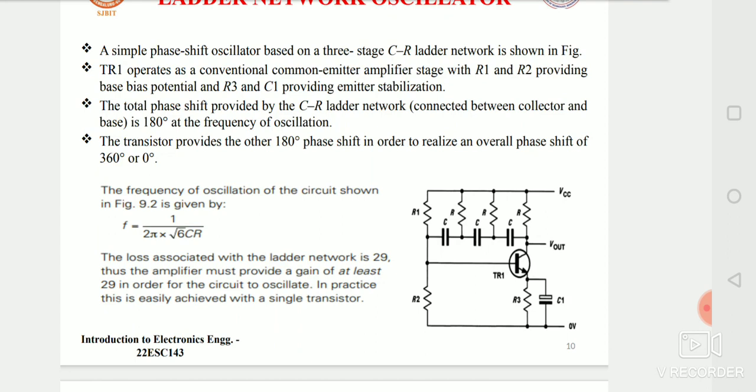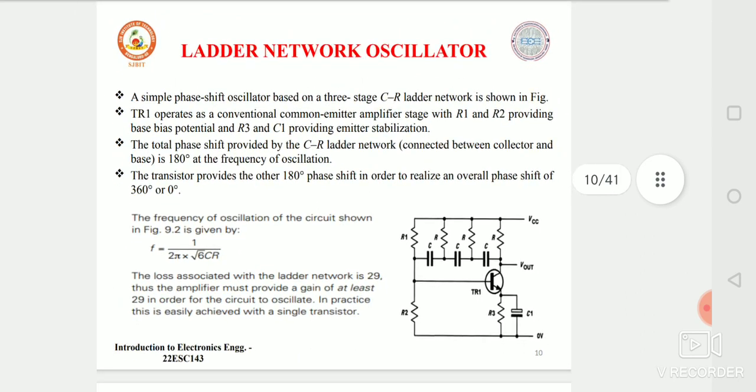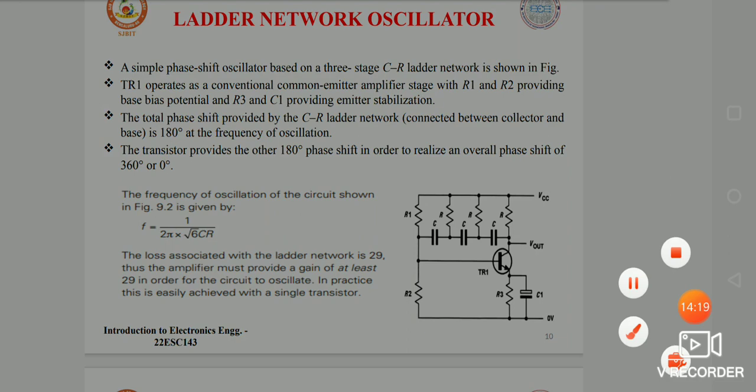The transistor provides the other 180 degree phase shift so that the overall phase shift will be 360 degree, that is 0 degree. The frequency of oscillations for the circuit shown in the figure will be equal to F = 1 over 2 pi into root 6 into RC.